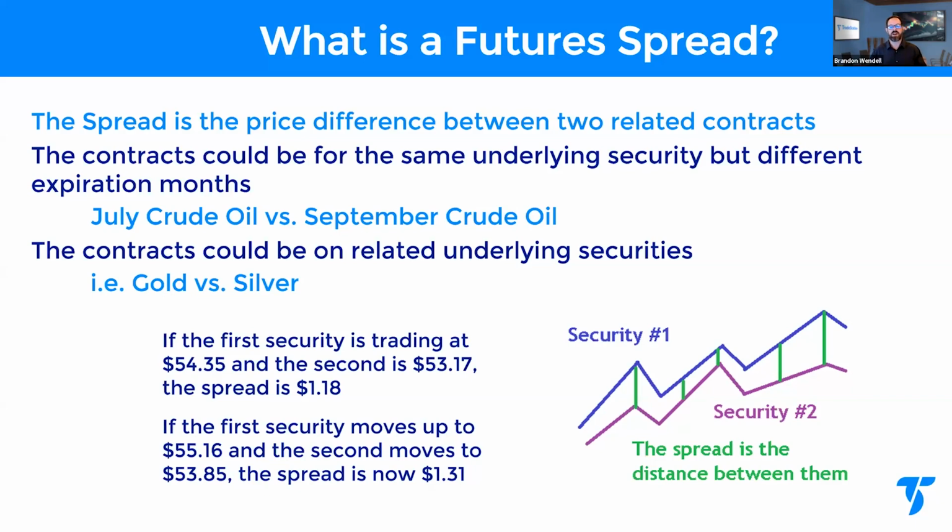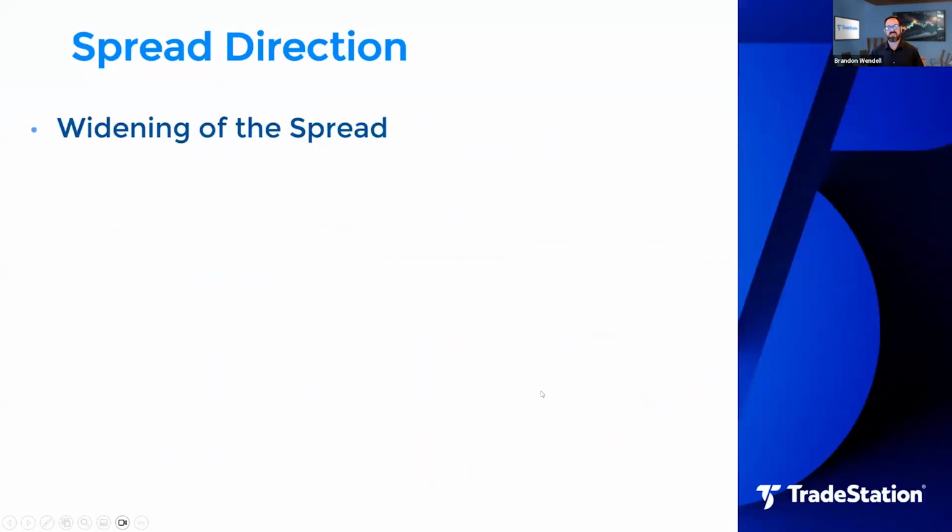So we call that the spread widening, because what happened is kind of like right here, the blue moved up, the purple moved up, but not as fast. So that spread went from $1.18 to $1.31 and widened. And we can profit from that. Okay. The margin and buying power is going to be different. We're going to cover that. Don't worry. So that's called the widening of the spread.